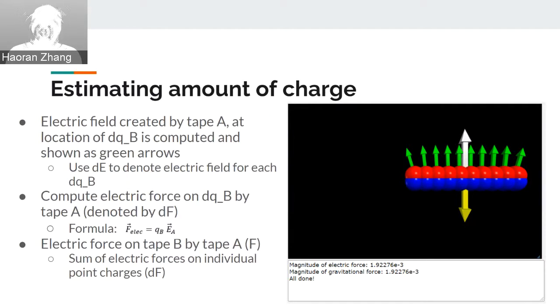Now we have the electric field created by tape A at the location of each point charge in tape B, and those electric fields are shown in green arrows in the diagram. We denote these as dE. Next, using the formula below, we can compute the electric force on each point charge of tape B exerted by tape A, and we name this result dF. Then we can sum up all dF across all point charges on tape B, and we can get the total electric force on tape B by tape A.